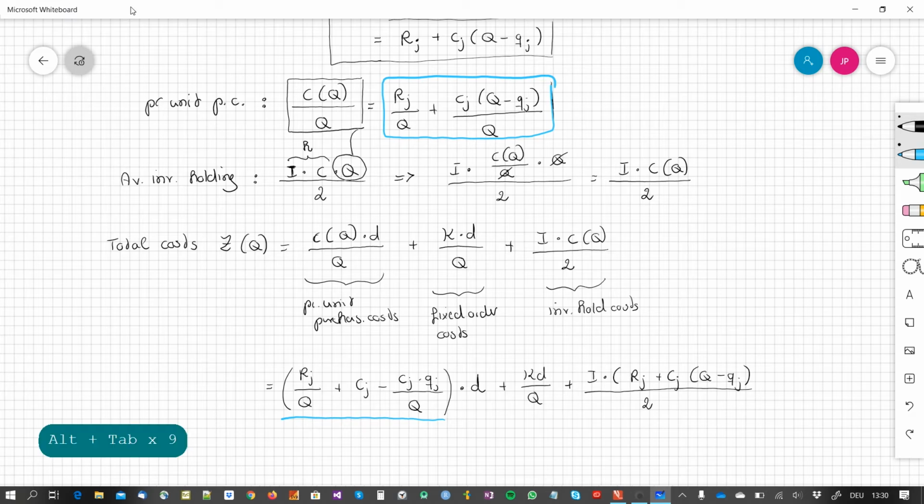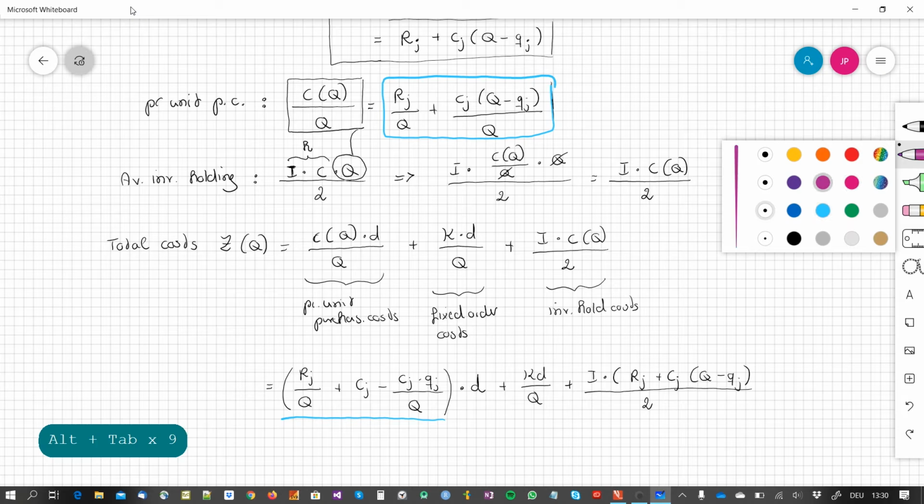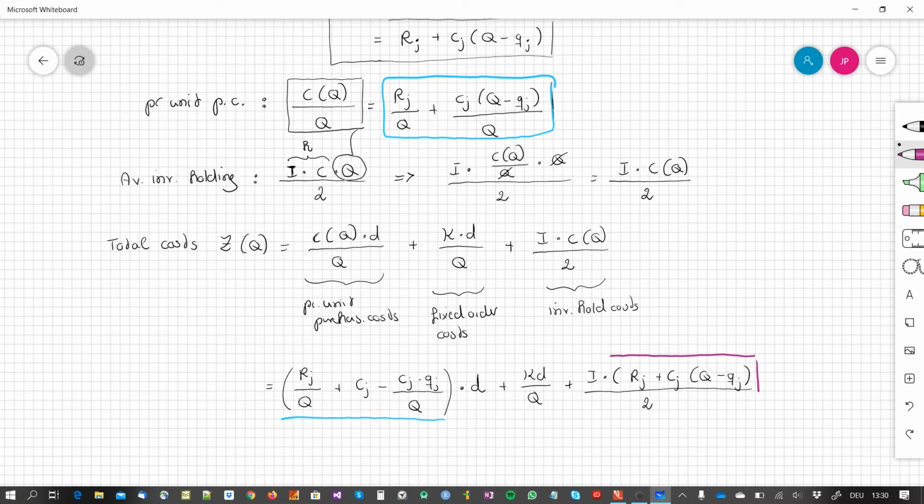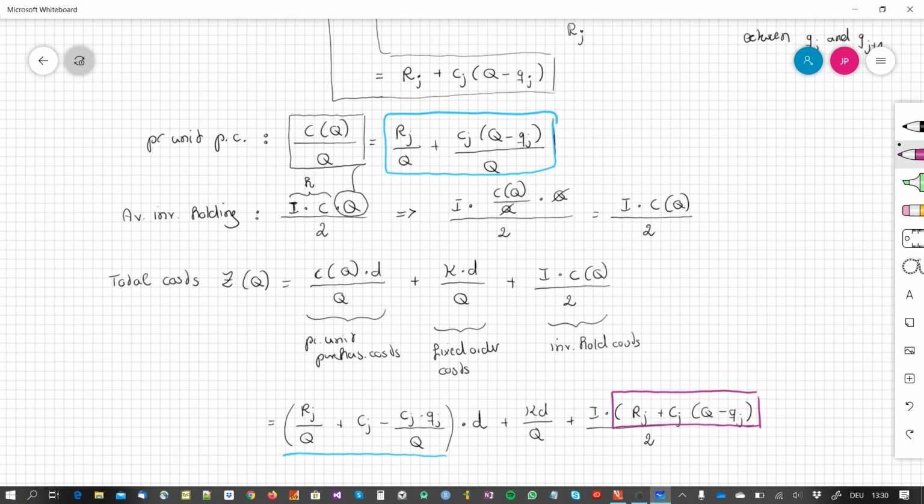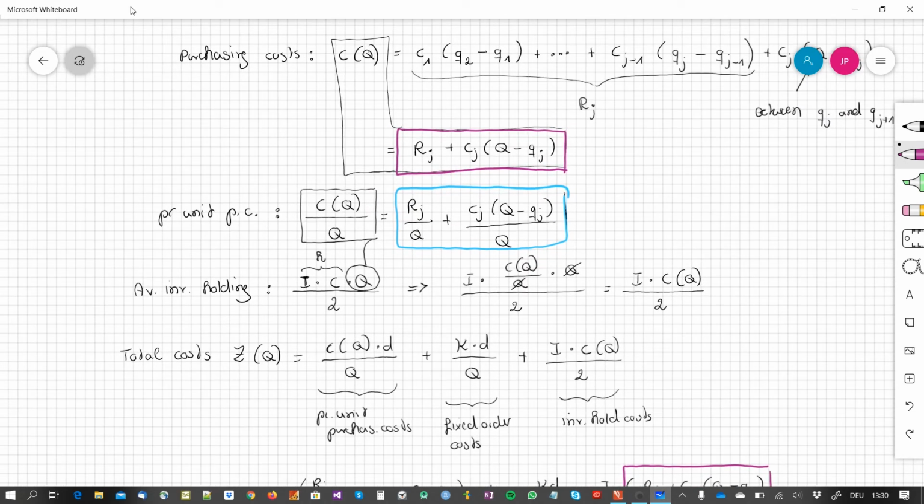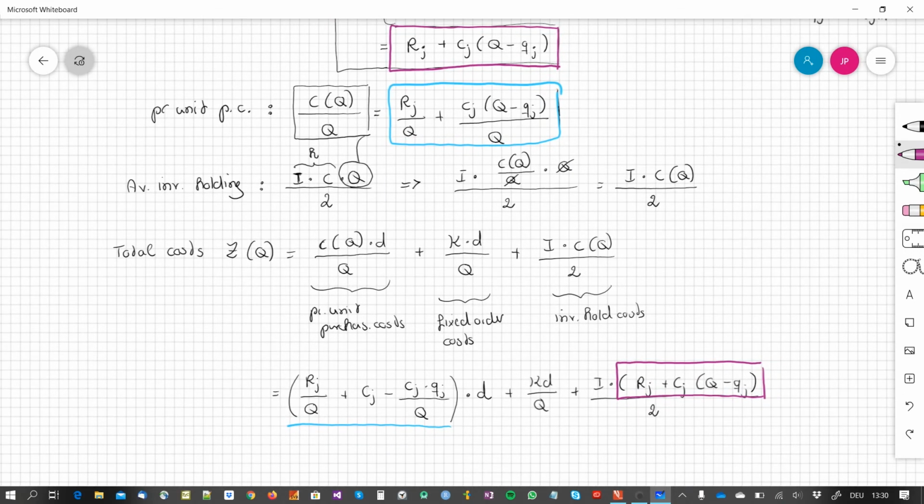So to highlight where I got this term from, this part here is given here. That were the purchasing costs. So we refined it here in the formula. So I just set in this term.